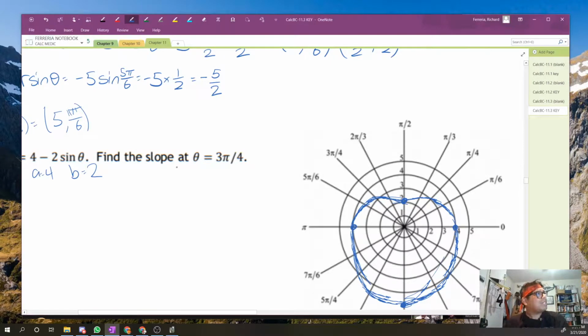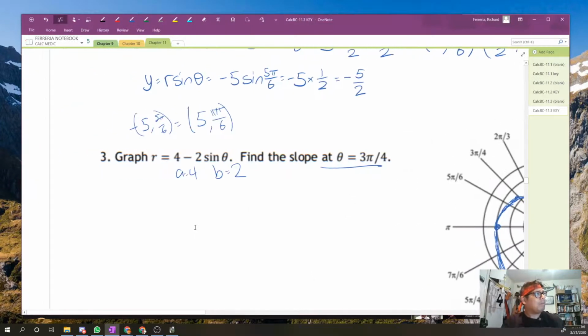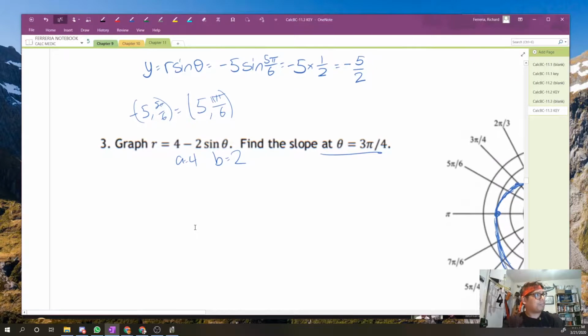How about, what is the slope at 3 pi over 4? 3 pi over 4 is right over here, right? So I'm taking a look. I'm thinking that this slope at 3 pi over 4 looks like it's almost going to be horizontal. I'm not sure. Depending on how I graphed it, it could be a slight positive, slight negative. So let's figure out what that slope is.